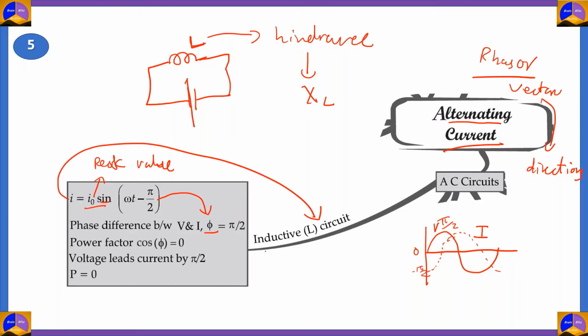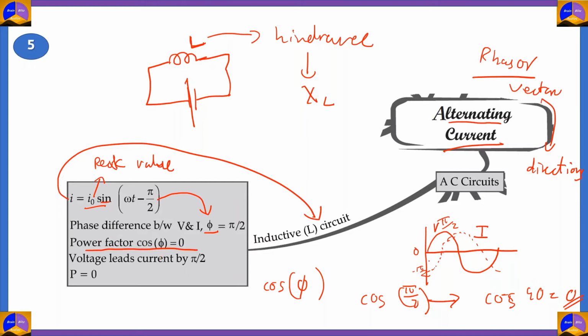Now, to find out the power factor of any circuit, we already know the phi. So now we find the cos ratio of phi. So over here it's cos of pi by 2. And cos of pi by 2, that is cos 90, is equal to 0. So the power factor here is 0.